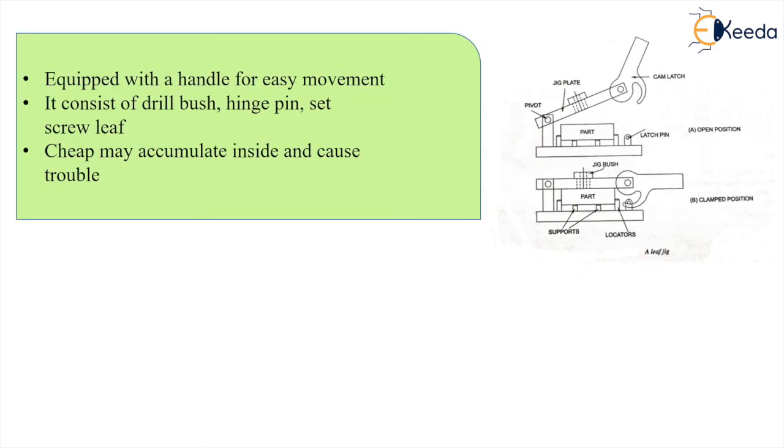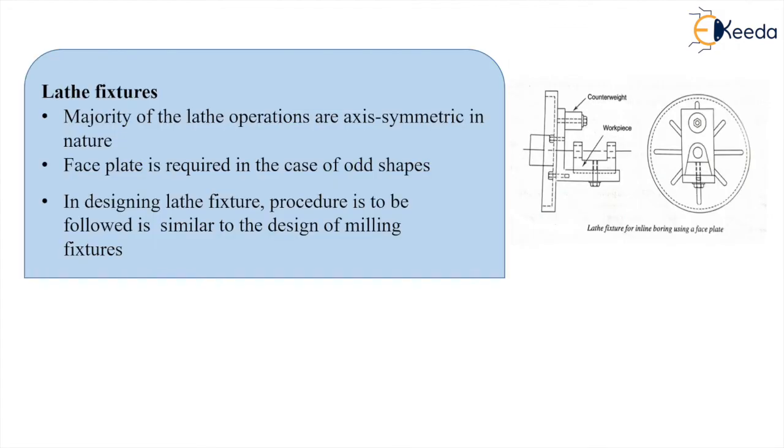See this leaf jig, equipped with a handle for easy movement. It consists of drill bush, hinge pin, set screw, and leaf. Only the thing is that chips may accumulate inside and cause trouble in this leaf jig. This is the only limitation of the leaf jig. Okay, so we can stop here for this video.